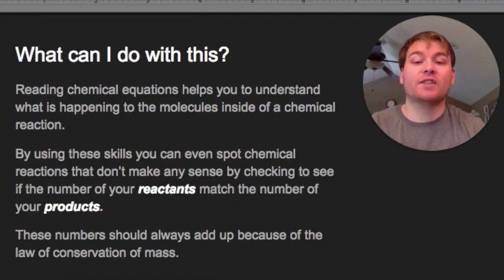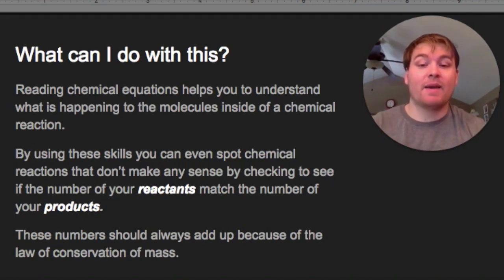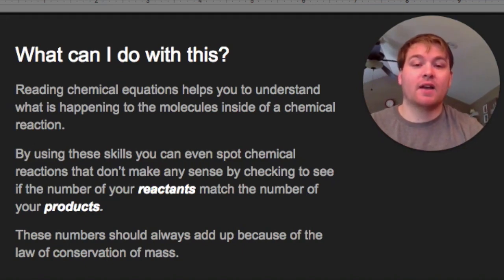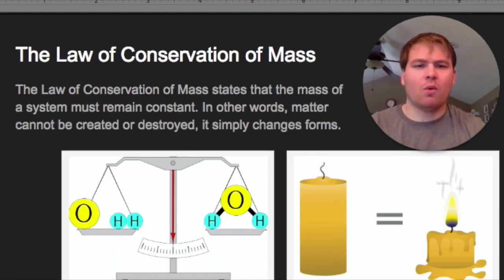Reading chemical equations helps you to understand what's happening to molecules inside of a chemical reaction. By using these skills, you can even spot a chemical reaction and see if there's any mistakes by checking the number of reactants and making sure they match the number of products. That's because they should always obey the law of conservation of mass. But what's the law of conservation of mass? Well, that's honestly the skill we would love you all to build towards.